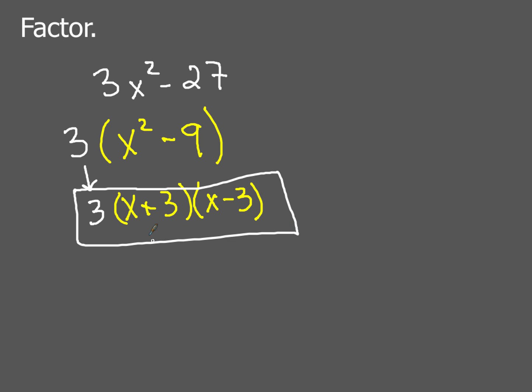And of course, you could switch the x plus 3 and the x minus 3 parts around because of the commutative property of multiplication. Alright, so that's one quick example. Let's do 2 more, and then we'll call it a day.